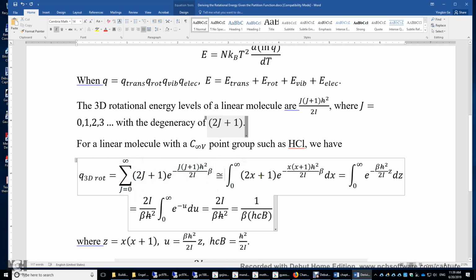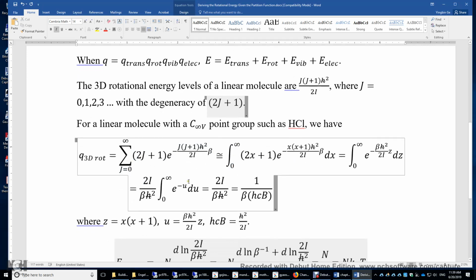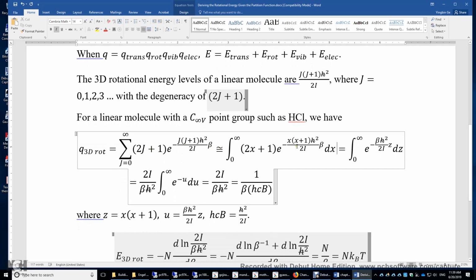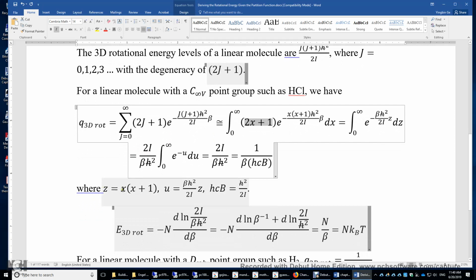I replace J with x, because J and x are dummy variables, and now I set z to be x times x plus 1. And therefore, we can simplify this exponential term to be negative beta times h bar squared over 2I times z. Again, z equals x times x plus 1. How about this 2x plus 1 times dx? This is simply dz. If you take dz over dx, you will get 2x plus 1. Therefore, 2x plus 1 times dx is simply dz.